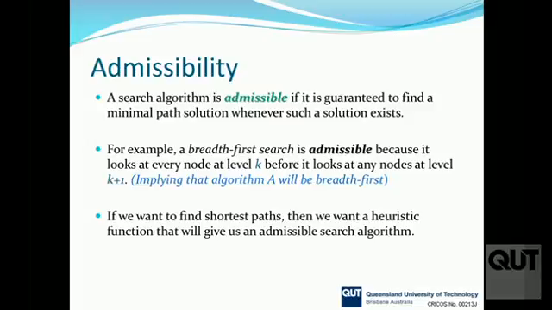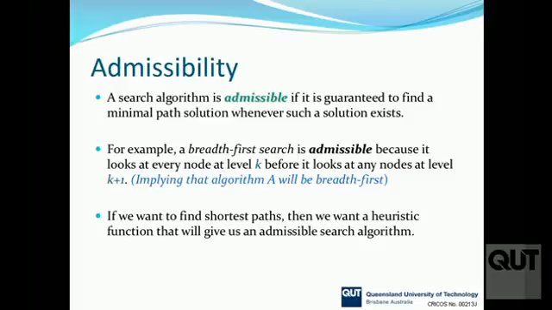Yes? This might be a little bit pedantic, and correct me if I'm wrong, but I thought that definition was for optimal search, whereas admissible is when a heuristic never overestimates the cost. Wherever such... Well, in this case, because... Or is admissible the same as optimal?